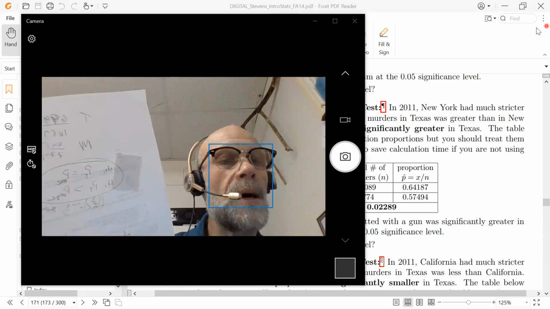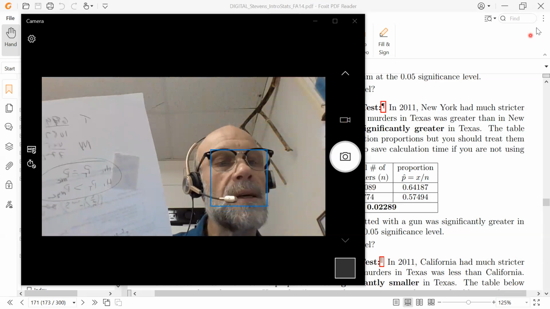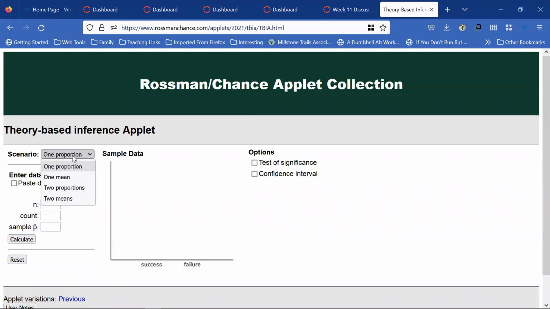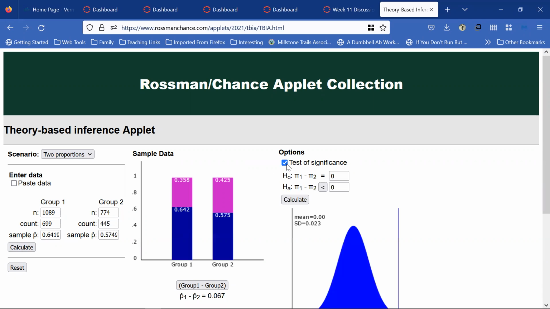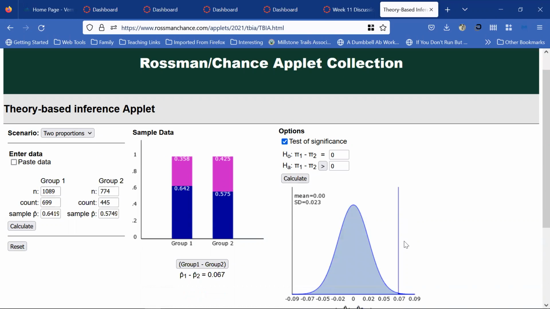So here, pause this. I'll go back to Rossman-Chance. Okay, so I went out to Rossman-Chance. You've got to make sure you select two proportions. And for Texas, because that was group one, they want N first, don't they? So 1089, and there were 699 murders caused by guns, and then 774 and 445. Calculate it, run a significance test, and we're going to say one is bigger than two, and there we go.